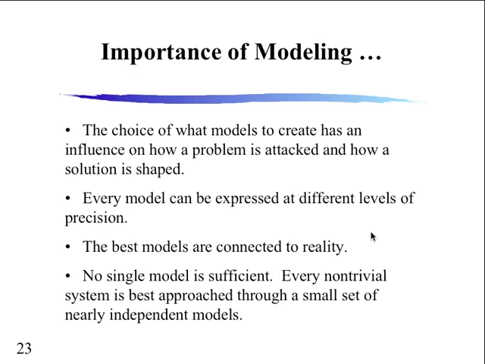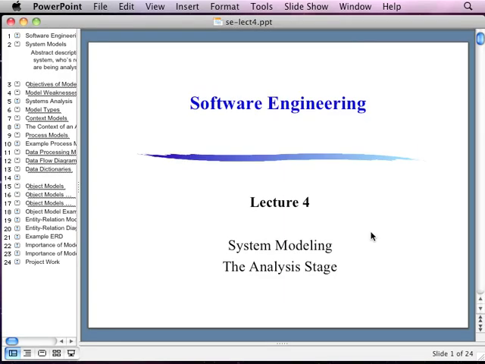No single model is sufficient. Every non-trivial system is best approached through a small set of nearly independent models, hopefully. So we'll see. That is all I have for you in terms of system models as an orientation. Next week, we will actually start looking at how to build models. I'm going to show you entity relationship, data flow, contextual models, and architectural models, which is what you're going to use in your project.